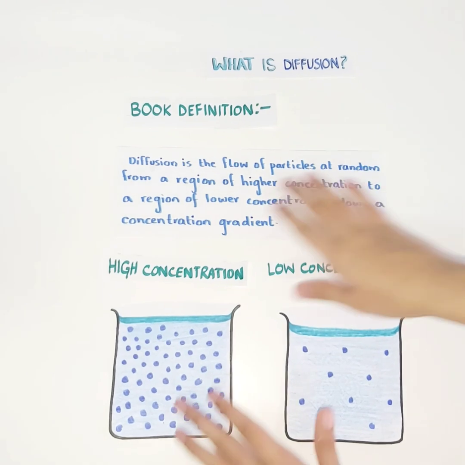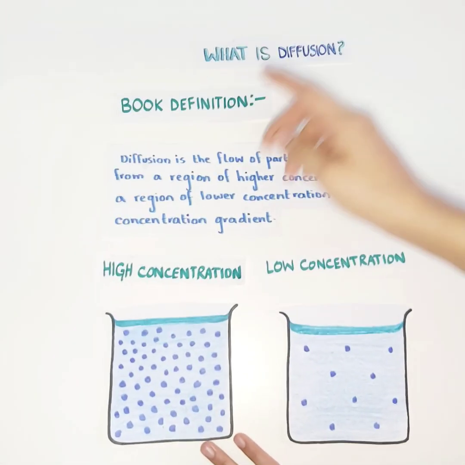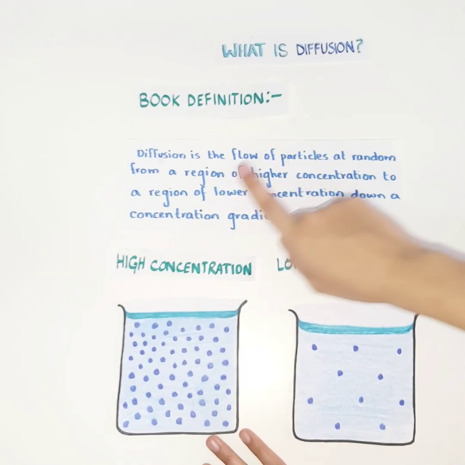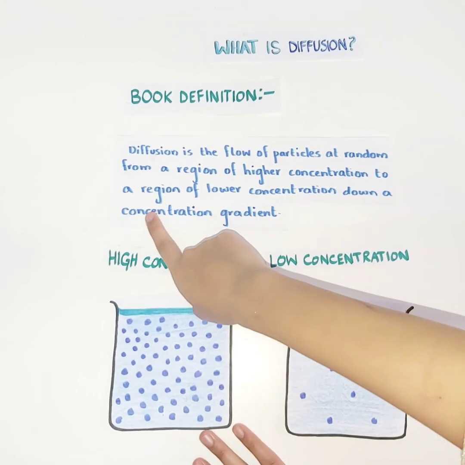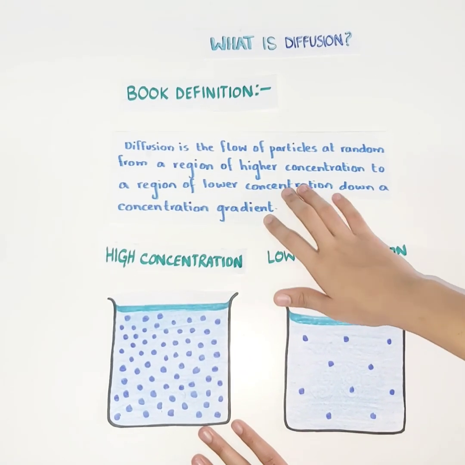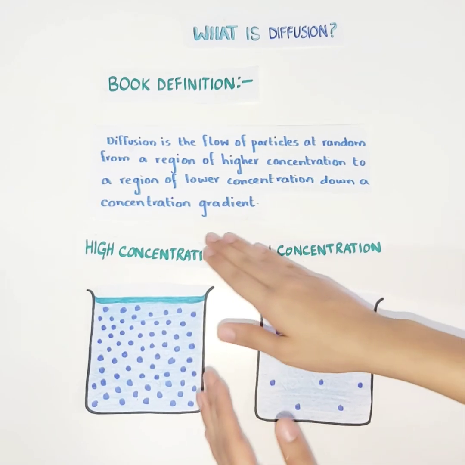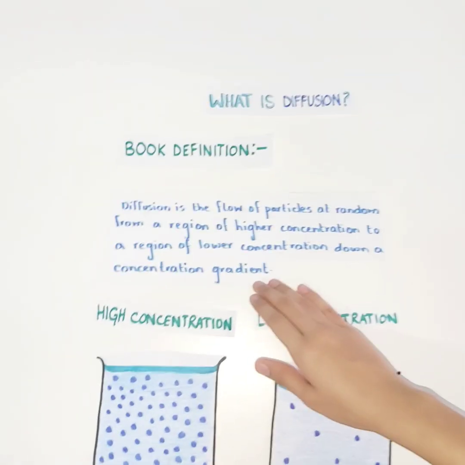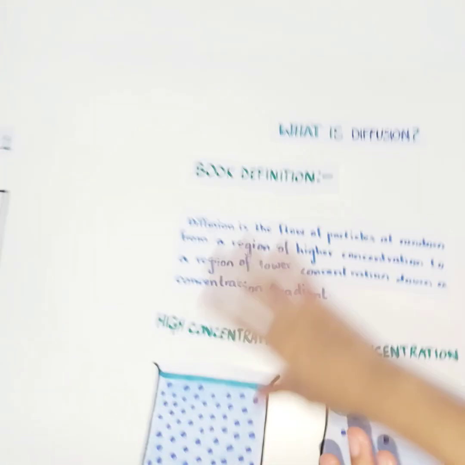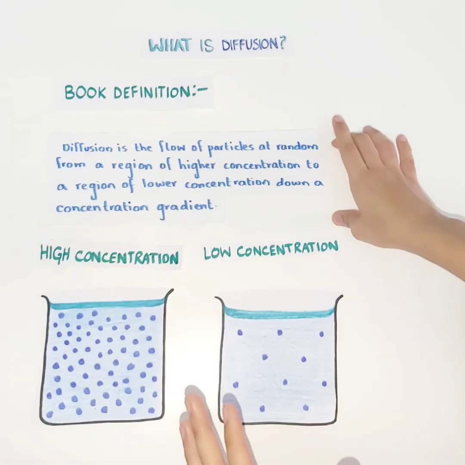We go over to the definition again. Diffusion is a flow of particles at random from a region of higher concentration to a region of lower concentration down a concentration gradient. Now, what does a concentration gradient mean? I'm going to explain the meaning of this term later on, but for now, I want to give you a general picture of what this definition is trying to say.